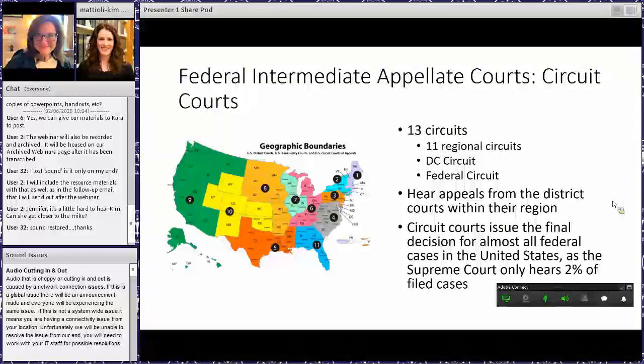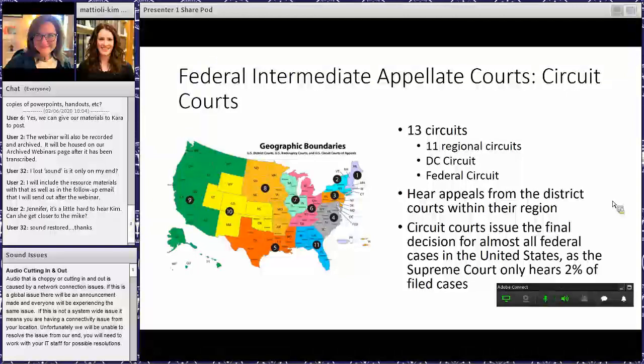So the middle level of courts on the federal level are called circuit courts. There are 13 circuits total: 11 numbered regional districts, and then there's also the DC Circuit, which covers appeals from the DC District Court. And then finally, there's the Federal Circuit Court of Appeals, which is really a pretty different thing than the other 12 because it hears cases based on subject matter rather than on geography. So for example, it has jurisdiction over patent appeals.